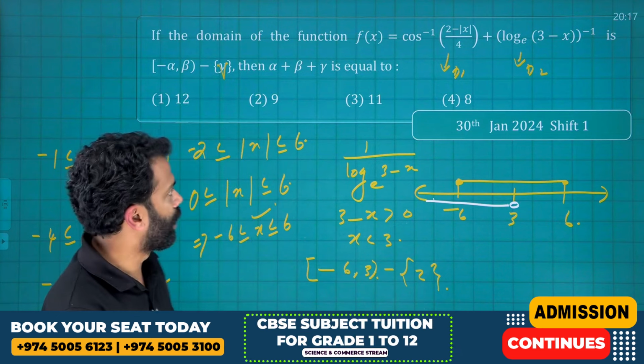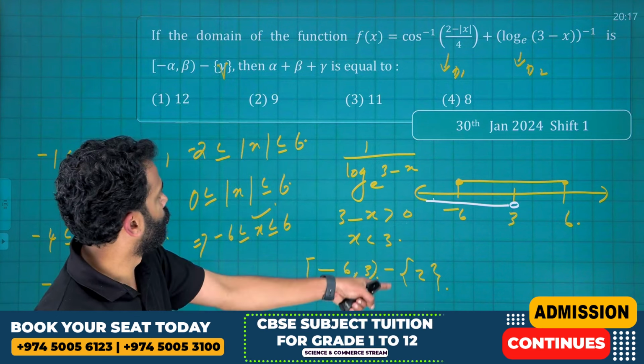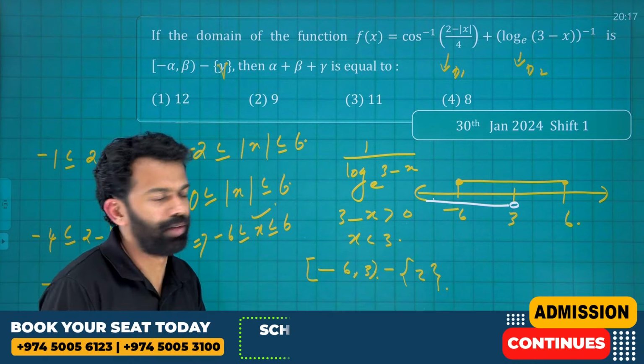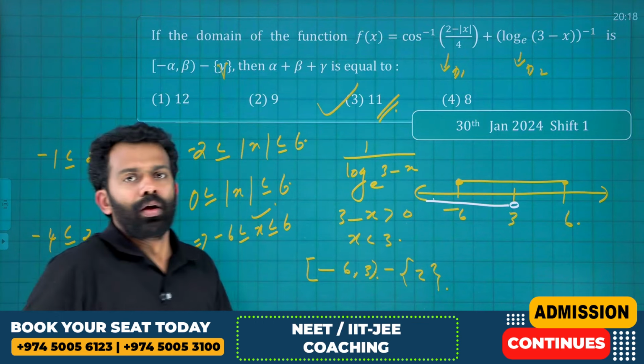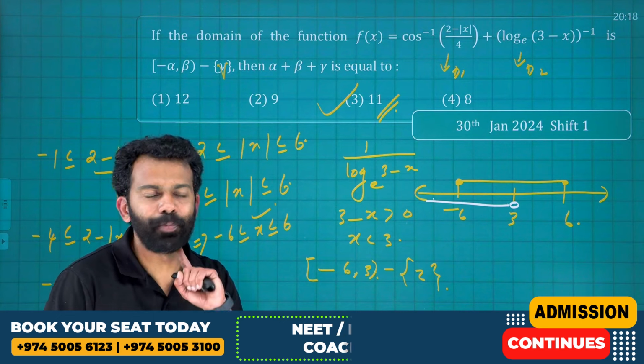So our numbers are like 6, 3 and 2. So what is the net result? 11. So the final answer is 11. Hope you got the idea here.